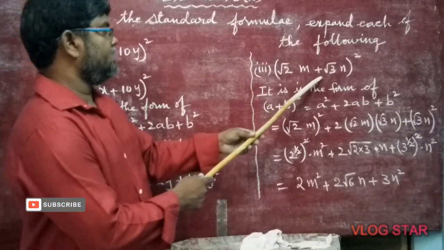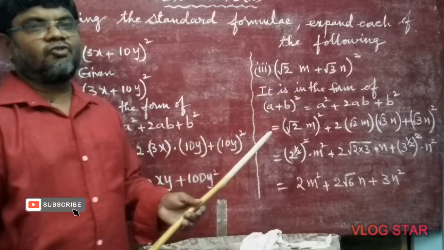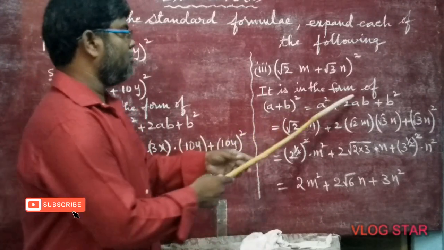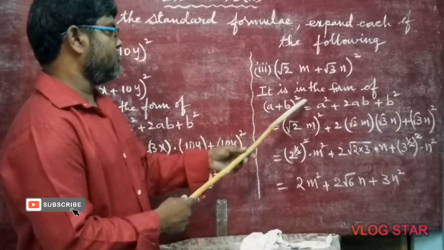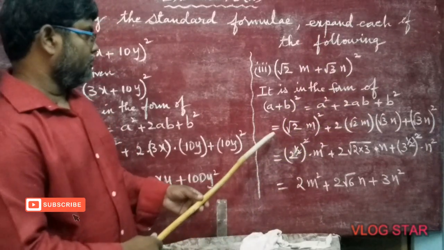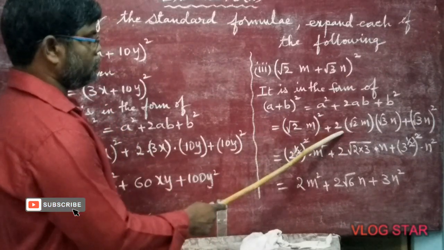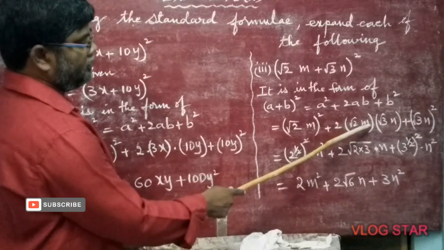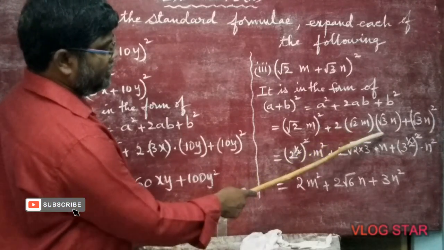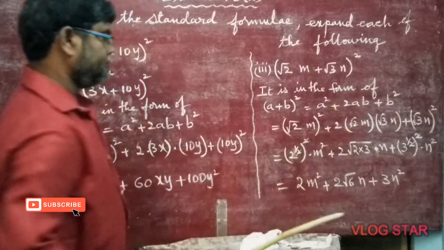Coming to the third bit: (root 2m plus root 3n) whole square. Irrational numbers are given, square roots are there. No need to worry. Be happy. This is also in the form of the same formula: (a + b) whole square is equal to a square plus 2ab plus b square. Now (root 2m) whole square, the square is for both, plus 2 into root 2m into root 3n plus (root 3n) whole square.